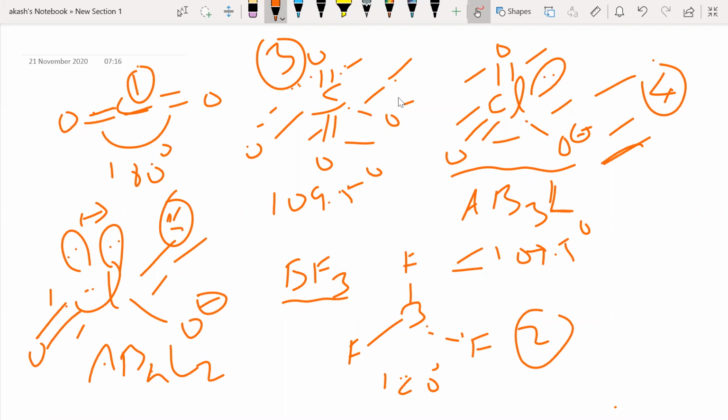But what about when I compare S double bond O and Cl double bond O, which is going to be stronger? That kind of idea it doesn't give. So these are the little drawbacks of VSEPR and the theory of hybridization. But it's not like we're going to exclude it.